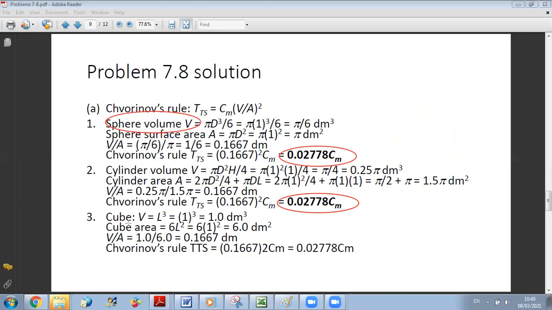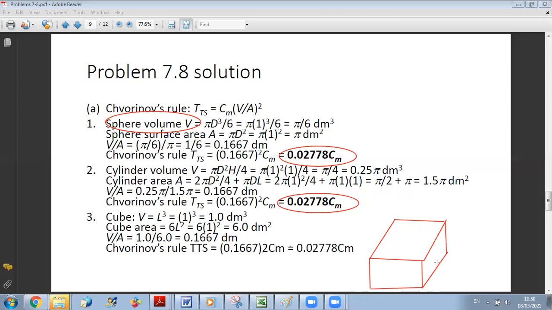Now, the third option is the cube. The cube has each side 10 centimeters or 1 decimeter. You know that for a cube, I have 6 faces. So the total area is 6 times the face area, and the volume is the side cubed, so V equals L cubed, 1 to the power 3. The area is 6 times the face area, because if you draw the cube, you have 6 faces.